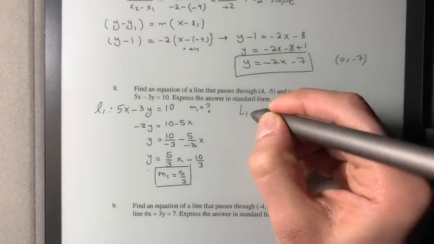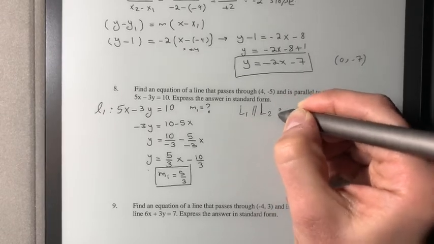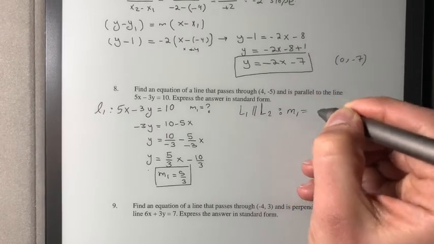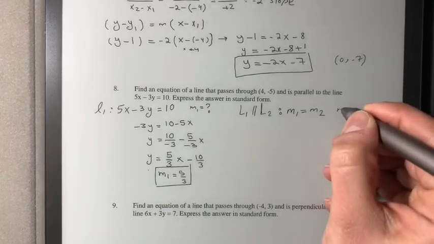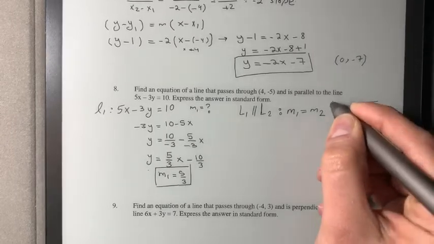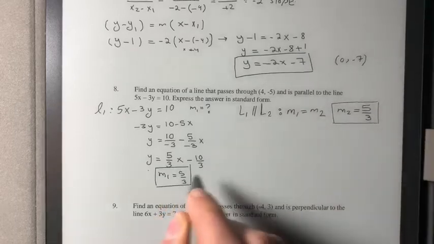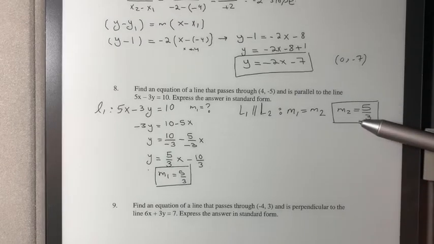If L1 is parallel to L2, then M1, slope 1, is equal to slope 2, correct? So what is M2? M2 is 5 over 3. Am I right? Yeah, because it should be the same as M1, correct? So now we have the slope of the second line.